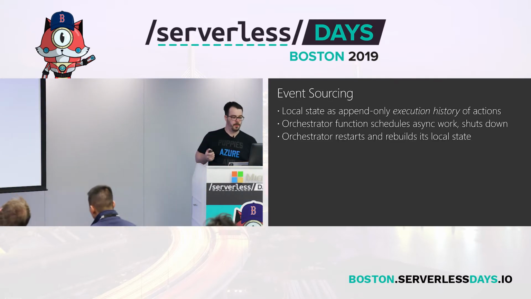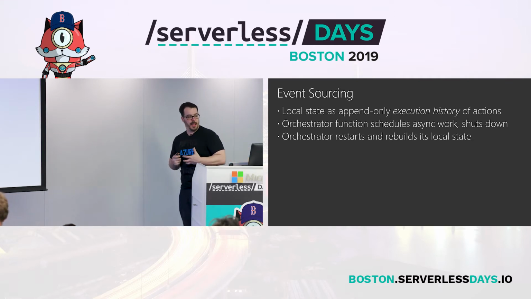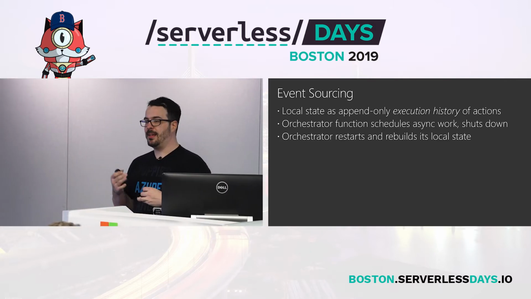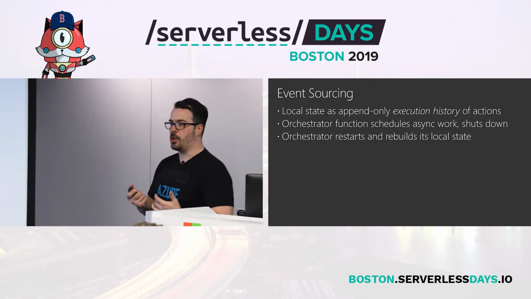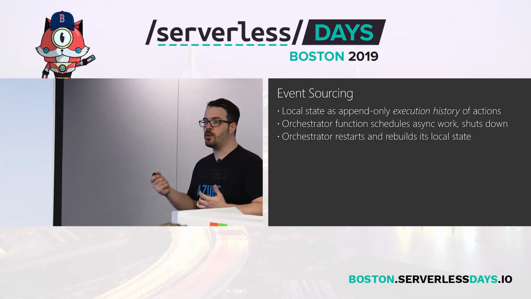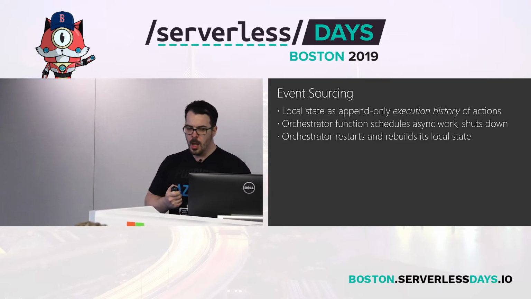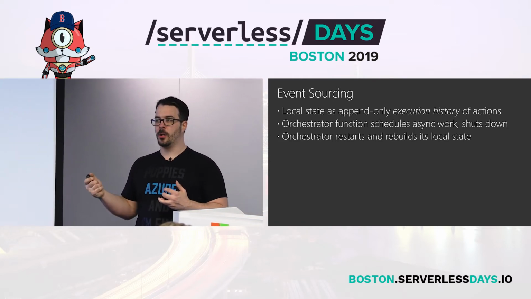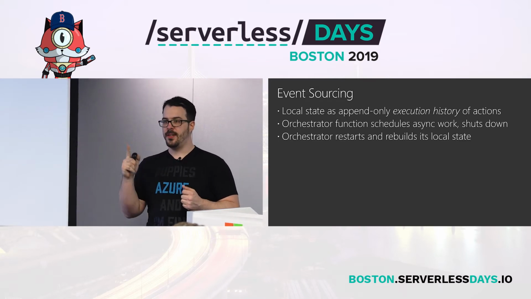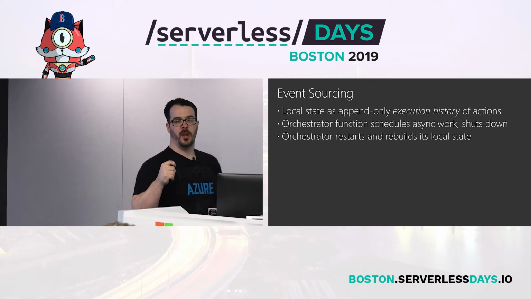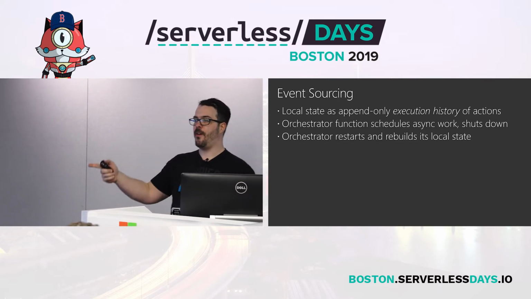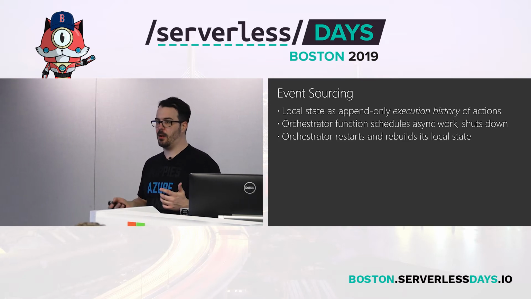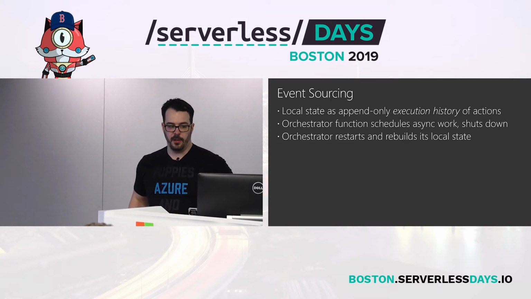So event sourcing. We're talking about the local state in an append-only execution history of actions. And that's exactly what I was saying earlier, that we're just keeping a ledger of everything that is running. The orchestrator is in charge of doing that. The orchestrator functions will schedule work. It will not run the functions. The semantic here is important because it is a bad practice to call other functions from another function, because now you're having dependencies that are deeply linked between those two functions.